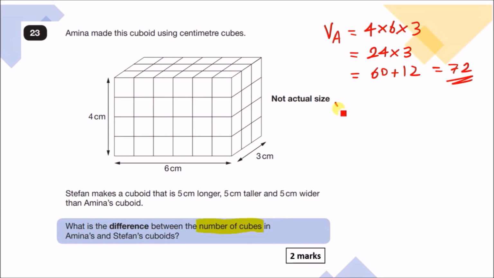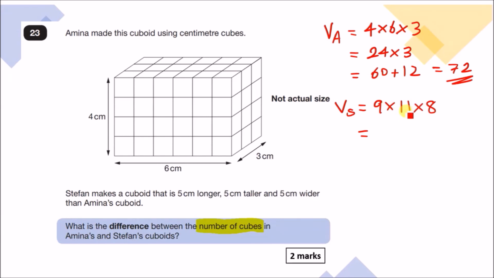Now for the volume of Stefan's cuboid, so VS, he said that each side is 5 centimeters longer, taller, and wider, meaning 4 add 5 to it makes 9, add 5 to 6 gives us 11, and add 5 to 3 gives us 8. So that's a much bigger number. So let's work this out.